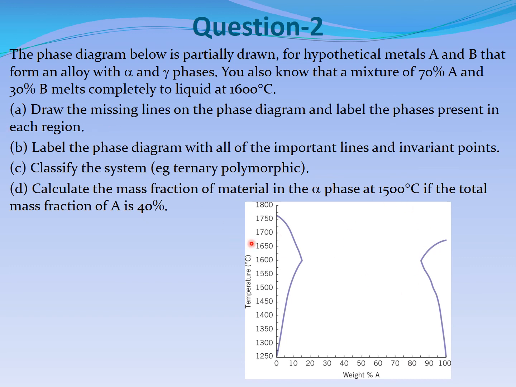So complete this diagram and write all the phases, alpha, gamma, liquid, everywhere. Label the phase diagram with all of the important lines and the invariant points. Lines: solidus, liquidus, and so on. Invariant points: eutectic, eutectoid, and so on. Classify the system, for example, ternary, polymorphic. So what is the name of this system? And finally, calculate the mass fraction of the material in the alpha phase at 1500 Celsius if the total mass fraction of A is 40%.